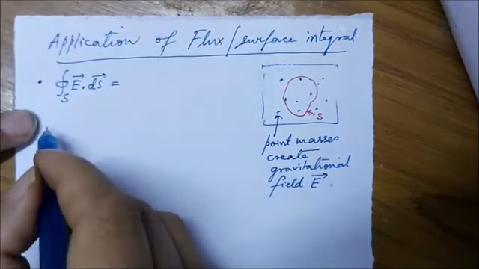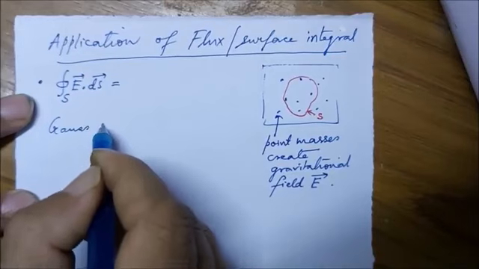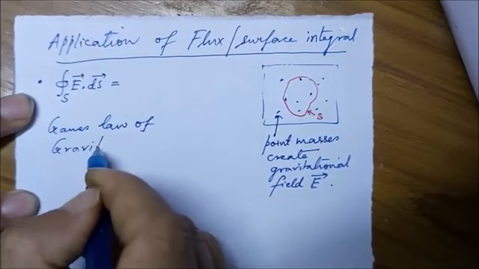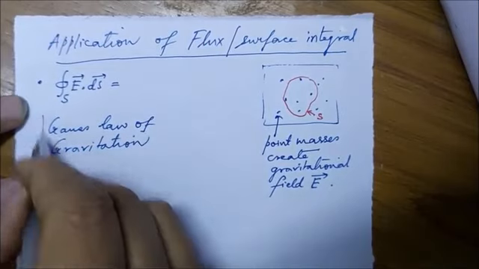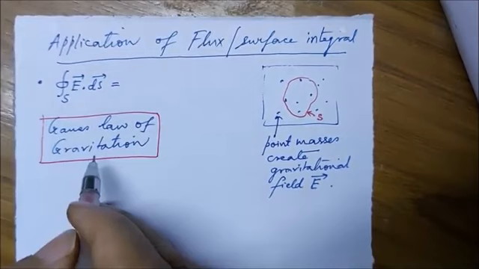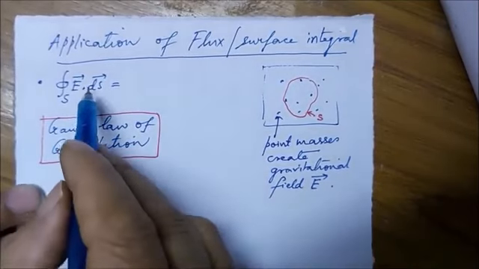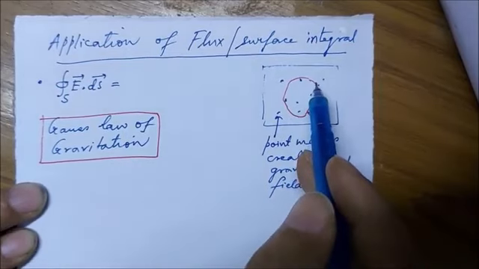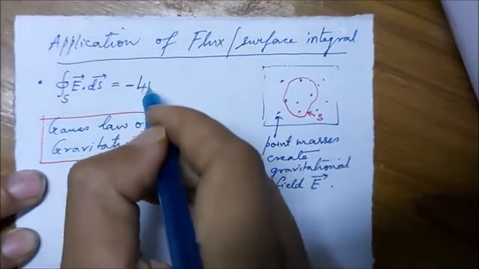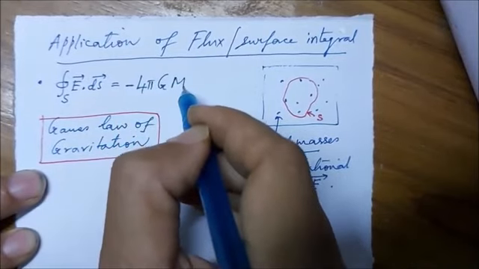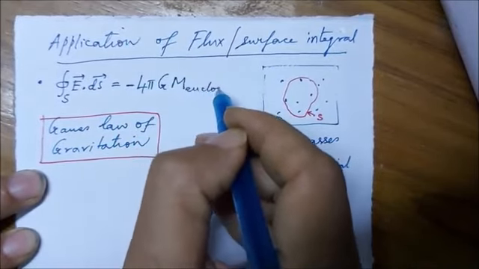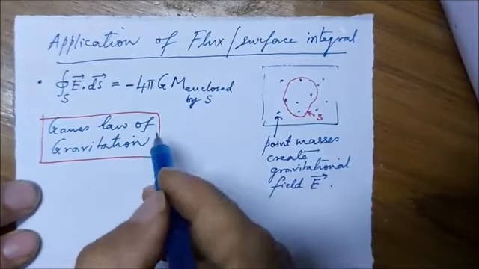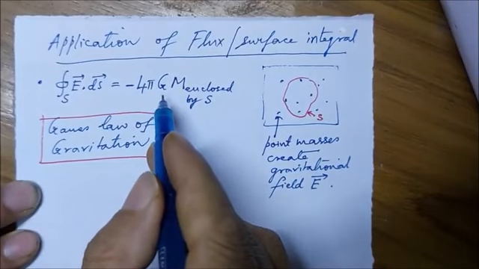This is given by Gauss Law of Gravitation, which states that the flux of gravitational field vector E across the closed surface S will be minus 4 pi G into the mass enclosed by S, where G is the universal constant of gravitation.